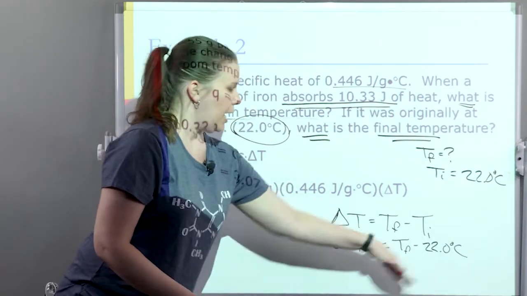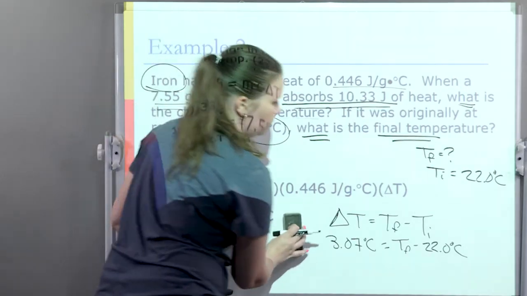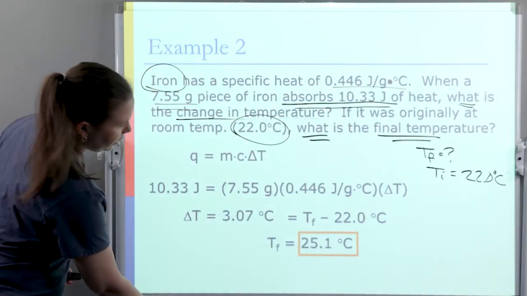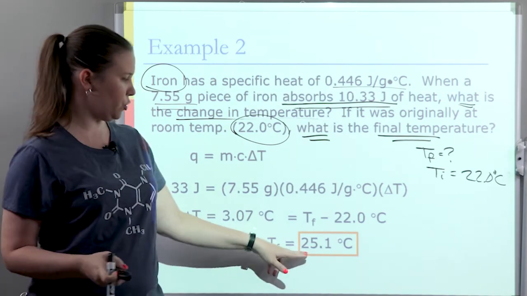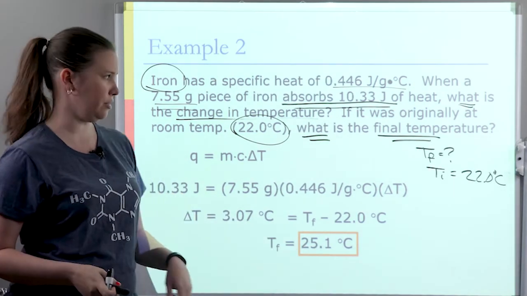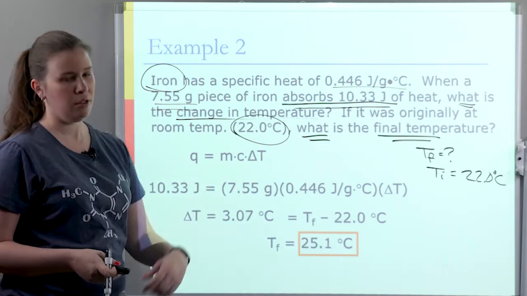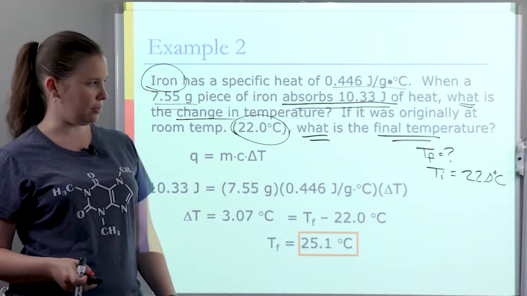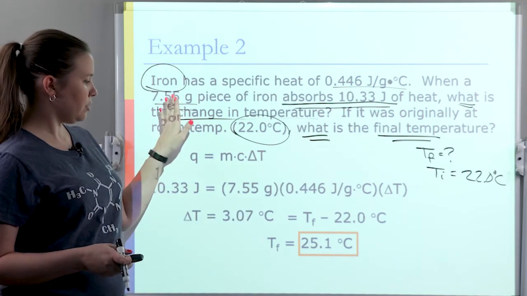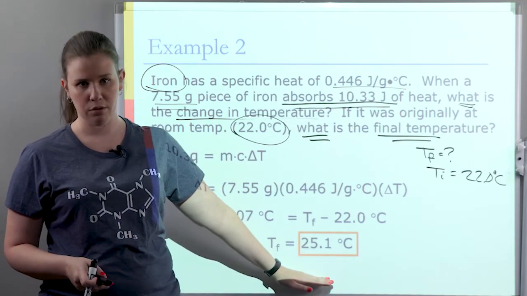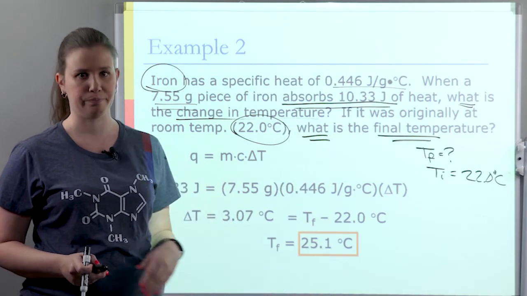So basically, we're going to add 22 to both sides so we can isolate TF. And we get a final temperature of 25.1 degrees Celsius. So when we increased from 22 by 3.07, we get the 25.1 degrees Celsius. So now we've answered both of our questions. What is the delta T, our 3.07, and what is our final temperature, the 25.1?